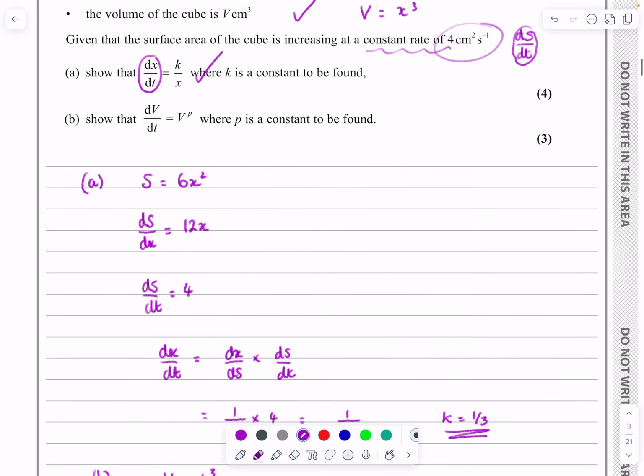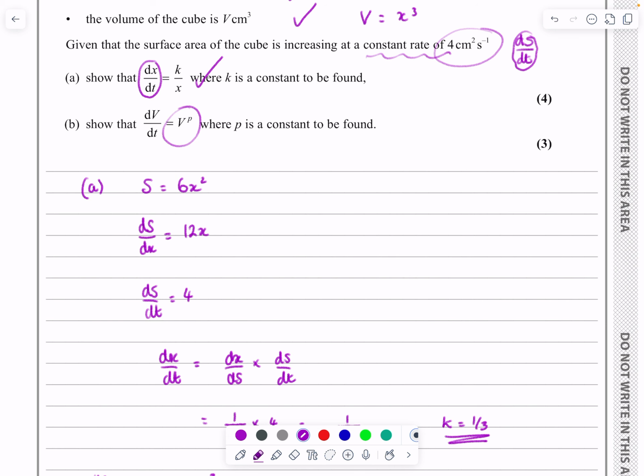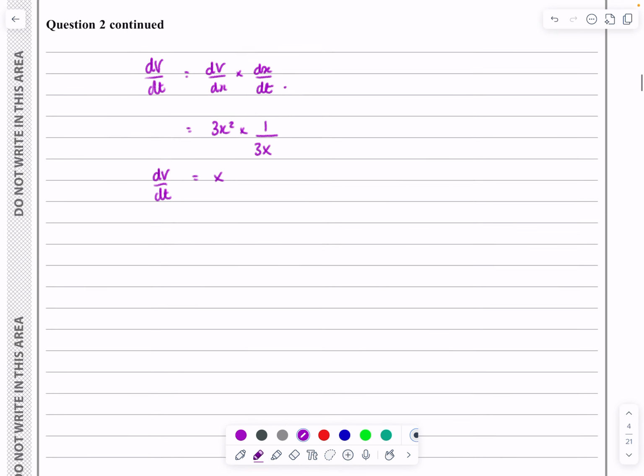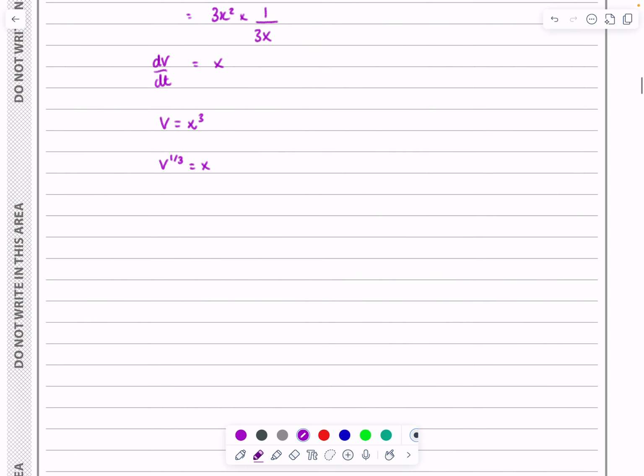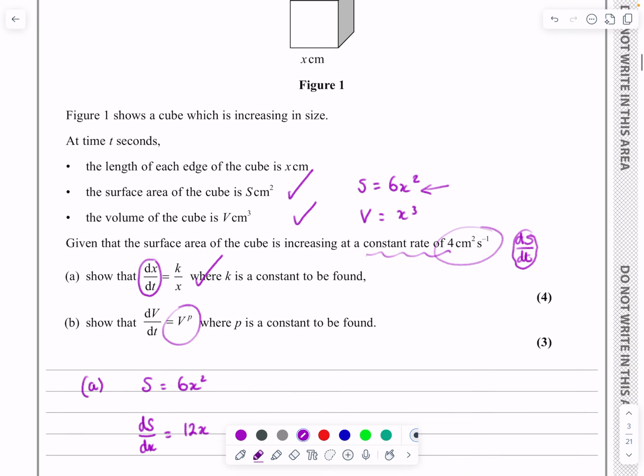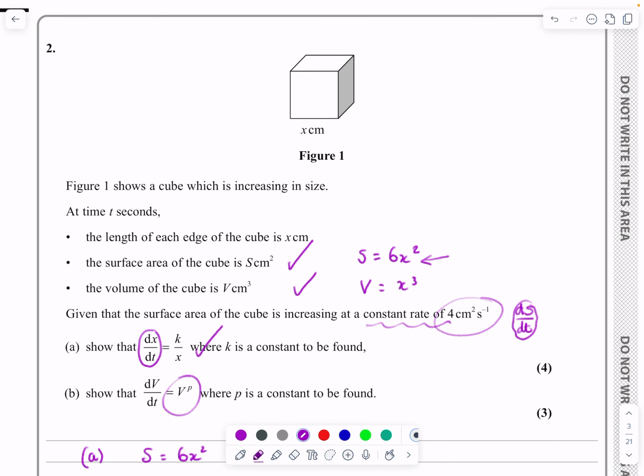Now they obviously want it in terms of v. So if I go back up and say v was equal to x cubed, so v to the 1/3 is equal to x. So now we get that dv by dt is equal to v to the 1/3. So in this case, p is equal to a third as well. Relatively straightforward rates of change question there. Hopefully that all makes sense to you.